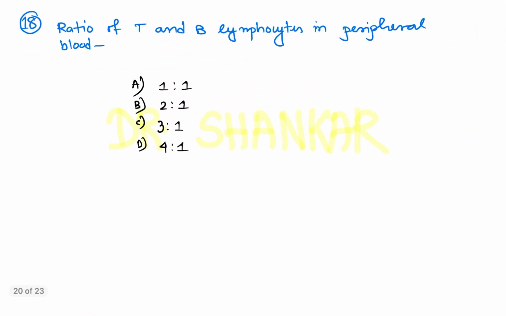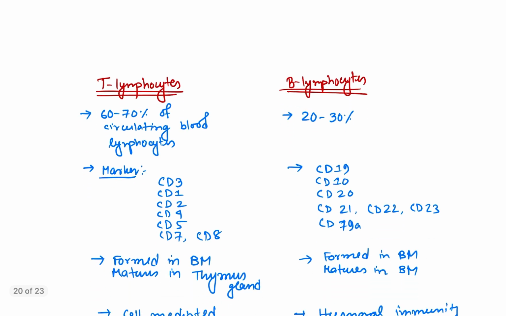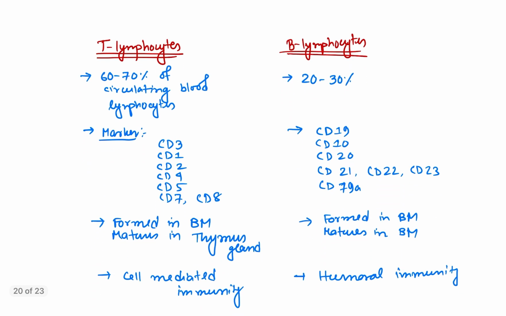So read it carefully. Next, what is the ratio of T and B lymphocytes in the peripheral blood? Among all these options, the nearest correct option is 3:1. So the T lymphocyte and B lymphocyte ratio in peripheral blood is 3:1. See, 60% of the circulating lymphocytes in the blood are T lymphocytes and 20 to 30% are B lymphocytes. So the ratio is near about 3:1. That was the question, ratio of T and B lymphocytes.